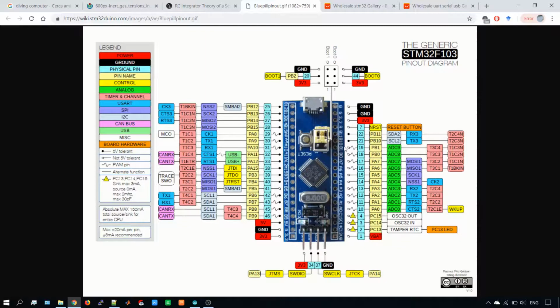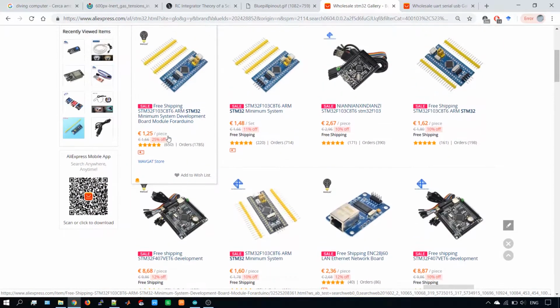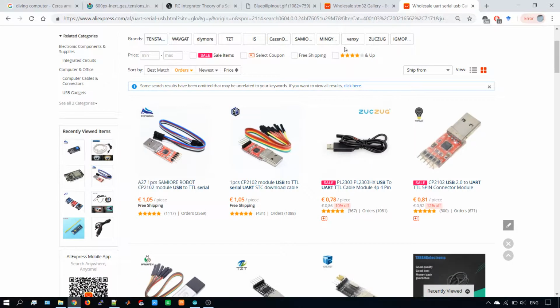And apart from this, the difference with an Arduino Nano or Uno is that this doesn't have an integrated serial to USB converter in the board. It means the first time we need a serial converter in order to communicate with it. So this is the item if you want to buy from AliExpress. It's just 1.25 euro, which is like half of an Arduino Nano. And for the serial converter, unless you already have an Arduino, you can use the Arduino as a serial adapter between the computer and the STM32.